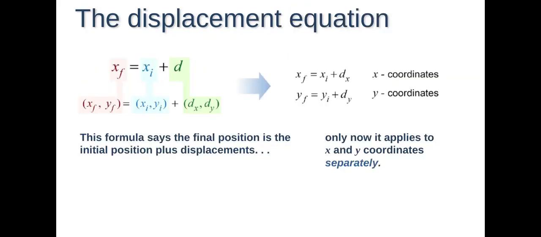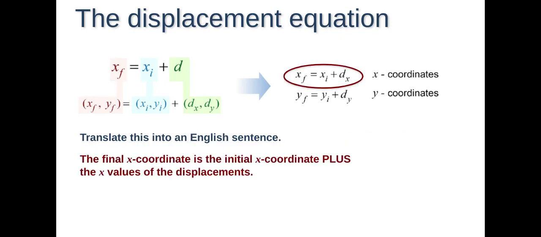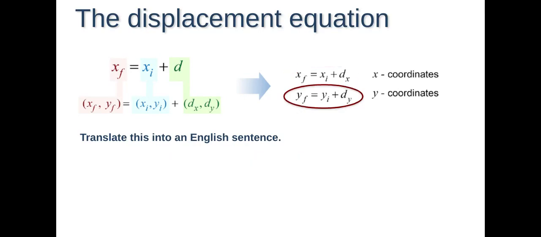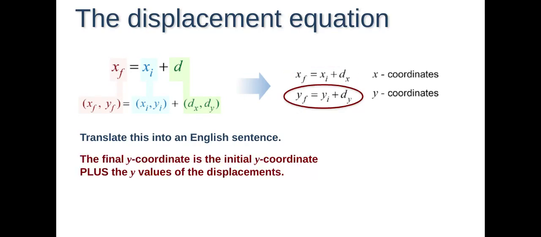So let's look at our displacement equation. xf equals xi plus d. This formula says that the final position is the initial position plus displacements. But since we're talking about a 2D value instead of just one dimension, it changes it up a bit. Only now it applies to the x and y coordinates separately. So when you calculate your displacement, you have to do both your x and y in separate problems. The final x coordinate is the initial x coordinate plus the x values of the displacement, and your y is going to be the same.